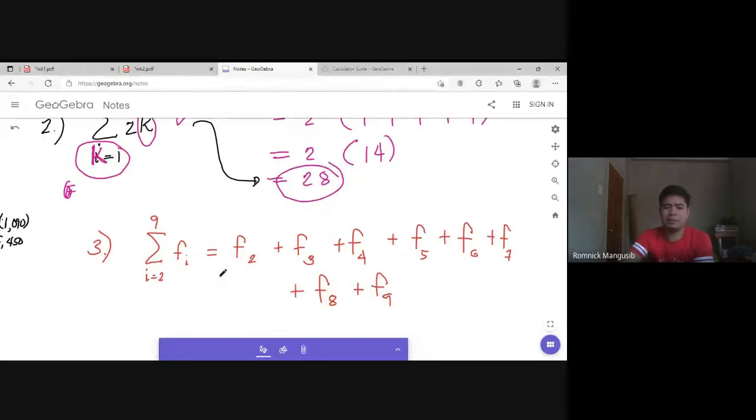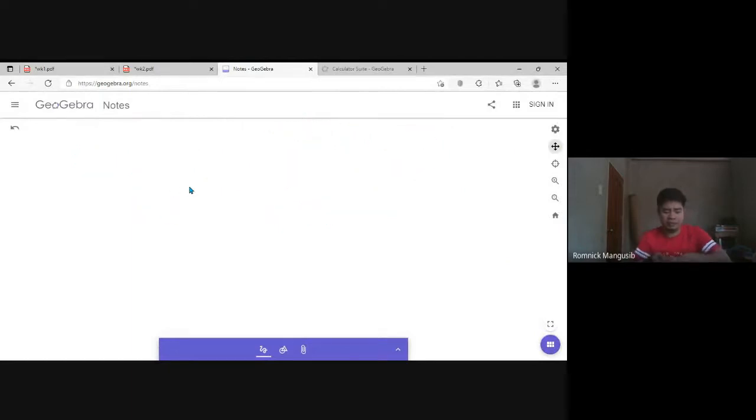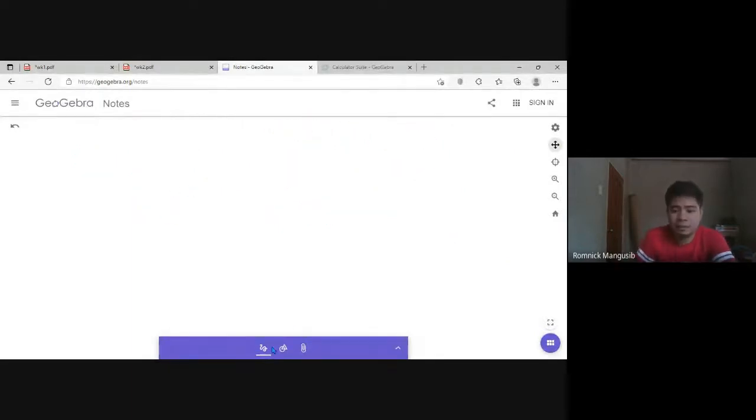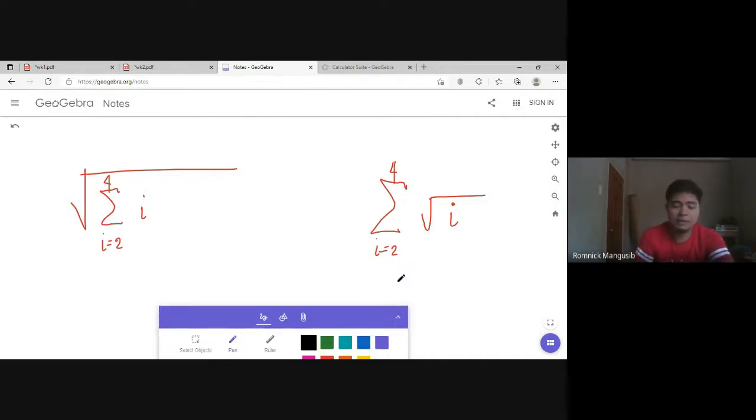Other examples din ng ganito ay ipakita ko lang sa inyo yung difference ng mga common misunderstanding. Halimbawa ito: square root of the summation of I, where I starts from 2 to 4, versus the summation of the square root of I, I starts from 2 to 4. Tingnan nyo yung difference, ito ang dalawa. Marami ang nagko-common mistake sa ganito.